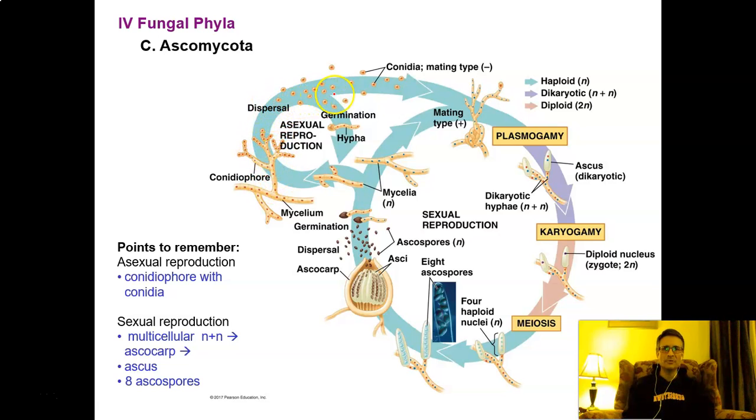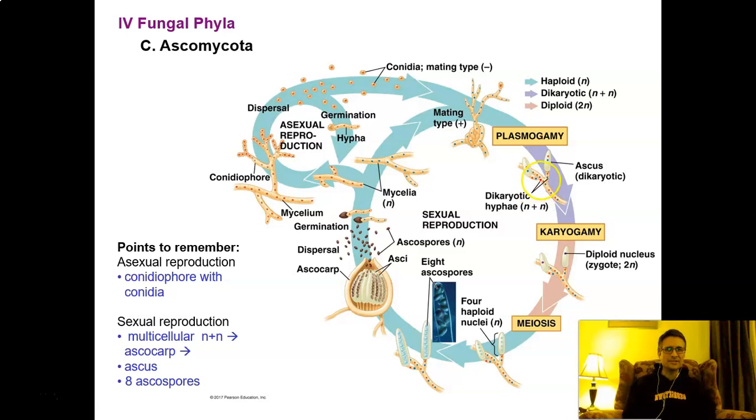So here we see a conidiophore with lots of conidia. These conidia can be released, and then very much like spores, they can germinate to produce mating strains of their own. Our life cycle continues when mating strains of different types, a plus strain and a minus strain, come together and fuse in the process of plasmogamy.